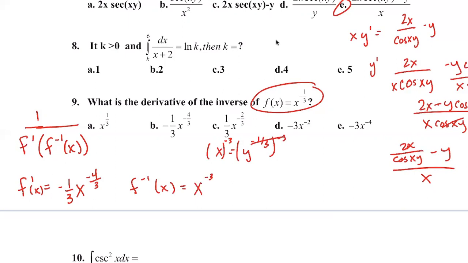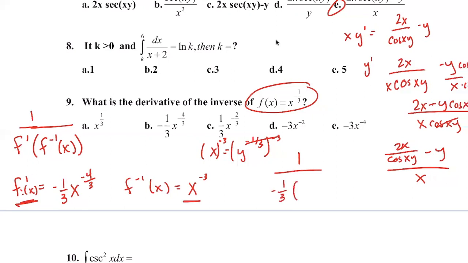So now this is really a composition. So we're saying 1 over the derivative evaluated at the inverse. So we're going to do a negative 1/3. Instead of x, I'm replacing it with the inverse. And then to the negative 4/3 power.